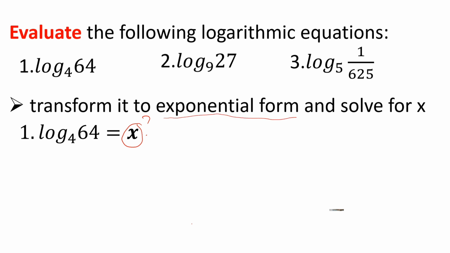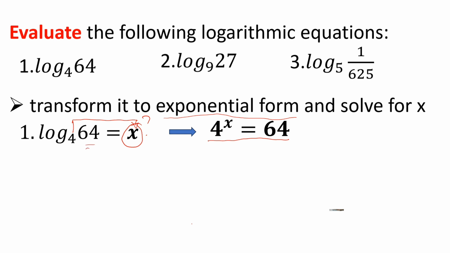So first, we are going to transform it to exponential. We know already that our base is 4 and that x is the power, in such a way that we will be getting 64. So the equivalent exponential form of this will be 4 to the x is equal to 64. Again, 4 is the base, x is the exponent, and 64 is the power.